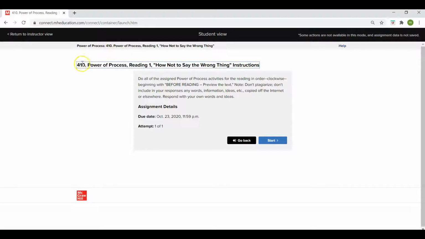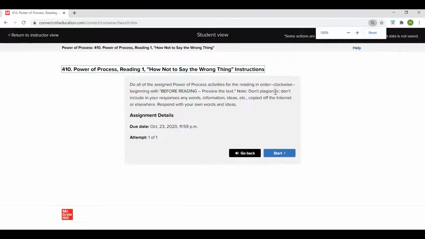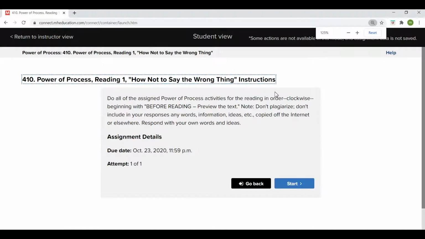You would see that it's item 410, on the different Blackboard assignment items. Power of Process, reading number 1, how not to say the wrong thing, instructions. And notice what it says here. I'm actually going to zoom in. There we go, nice and big. Do all of the assigned Power of Process activities for the reading in order.